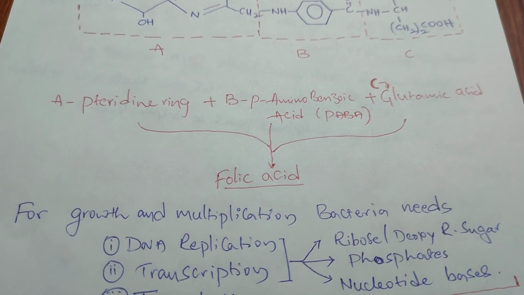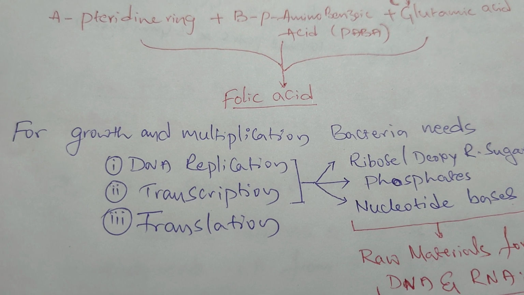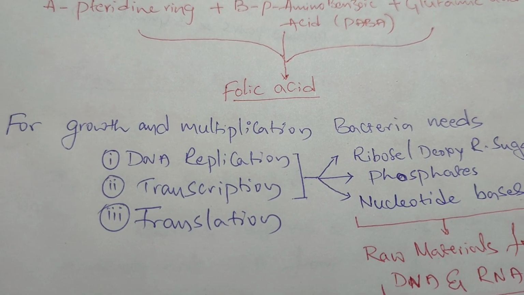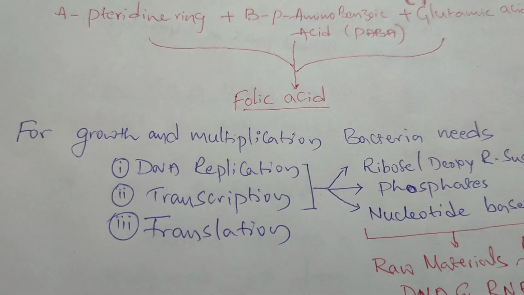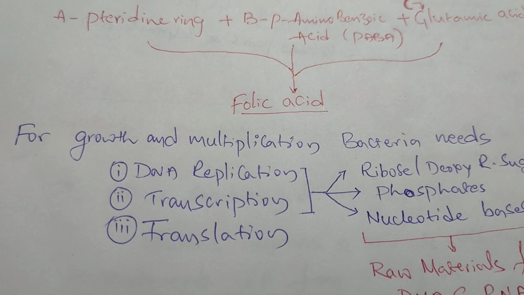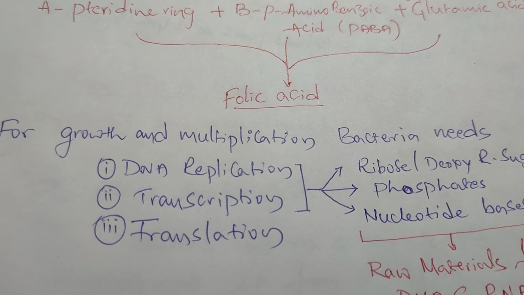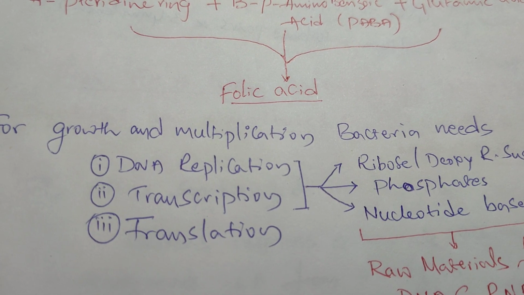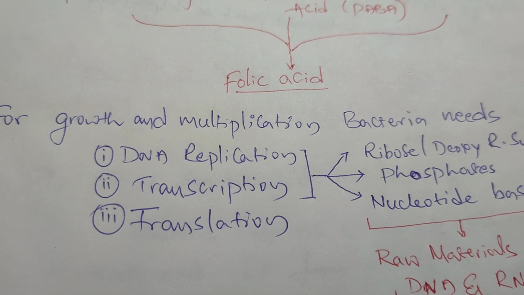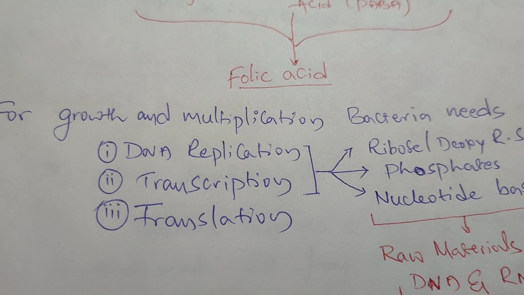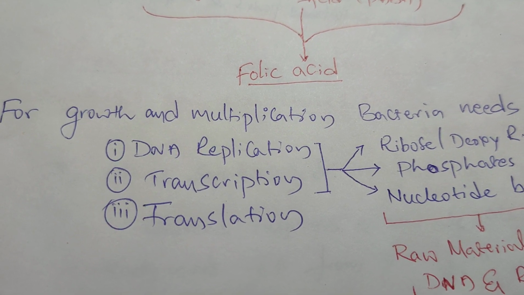For example, for bacteria, for growth and multiplication, bacteria need to undergo three processes basically. Number one is DNA replication. You know that without DNA replication, a cell cannot divide. Then for growth purposes, the DNA should be transcribed into mRNA. That process is called transcription. Without that, there can be no production of metabolites or enzymes in the body. Third one is translation. That depends upon mRNA. mRNA codes will be converted to proteins. So these three are basic processes for growth and multiplication.